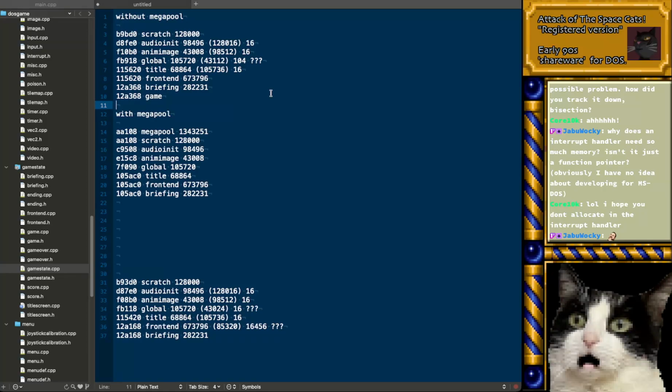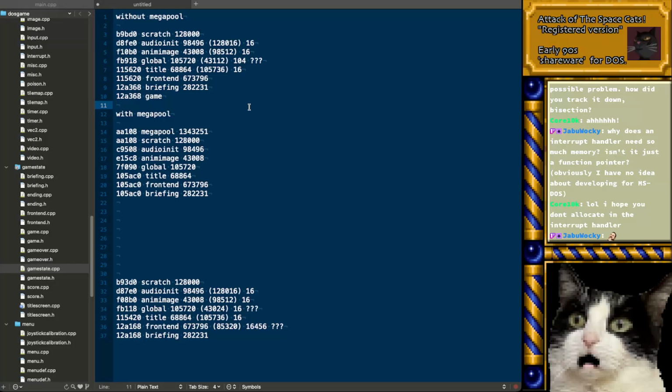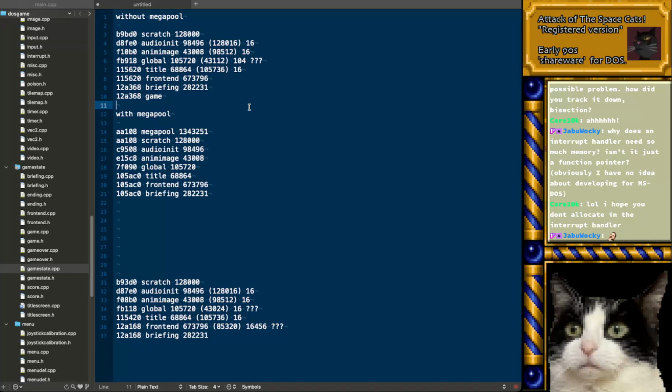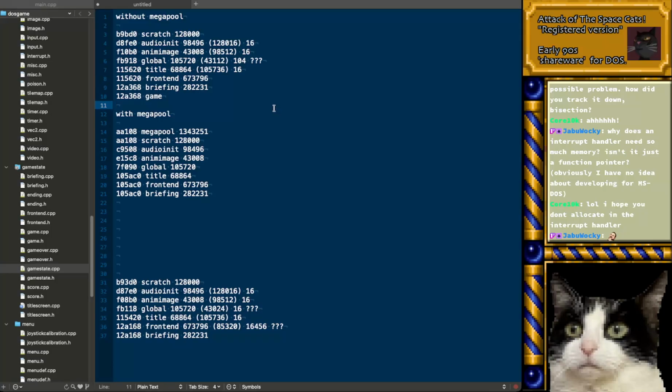I hope you don't allocate in the interrupt handler now. Or if I was allocating in the interrupt handler, I think I'd know about it. That's the handy thing about having very little memory: once you get memory corruption, it's relatively obvious. You're not going to corrupt gigabytes of memory that you aren't touching. You're always going to corrupt something that you're looking at on the screen, more than likely.